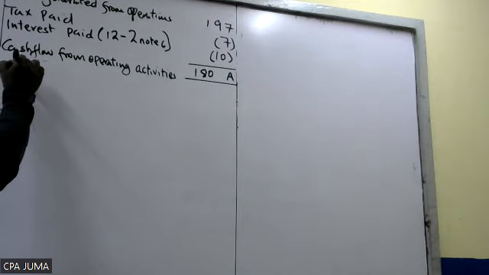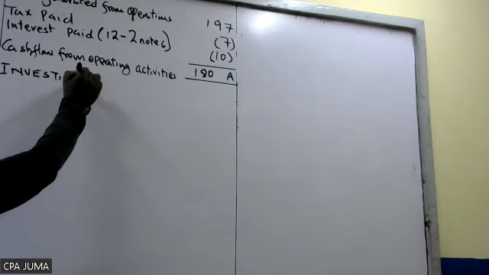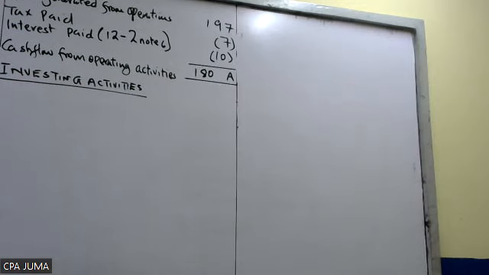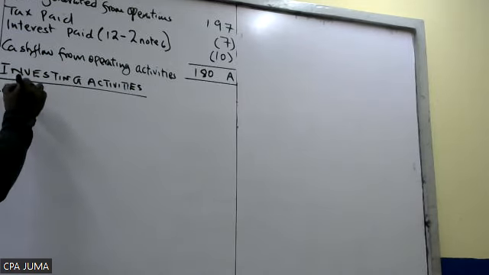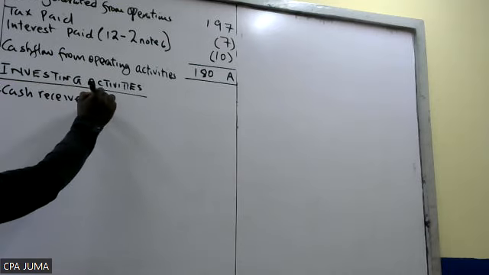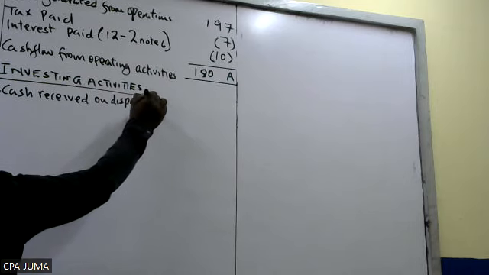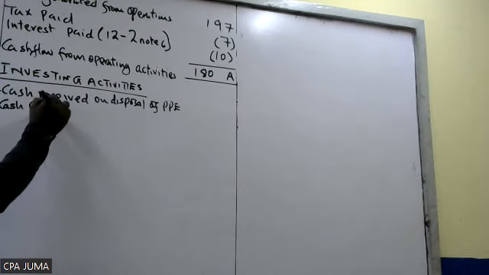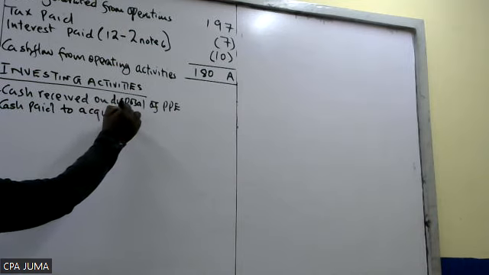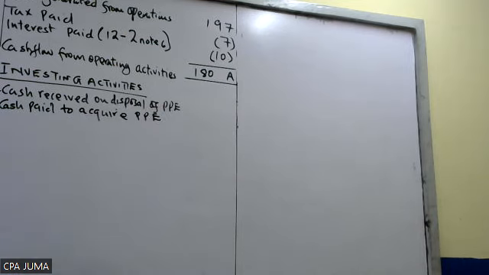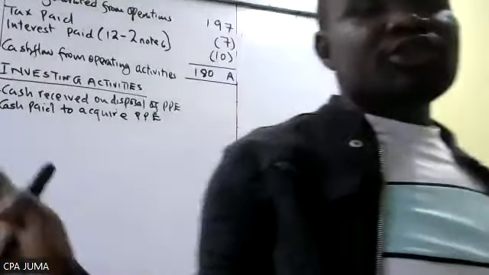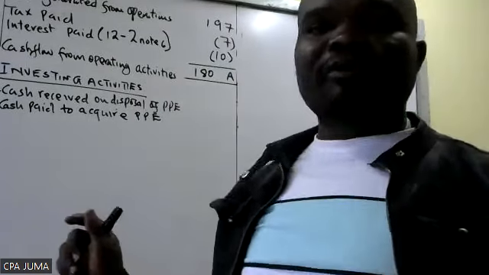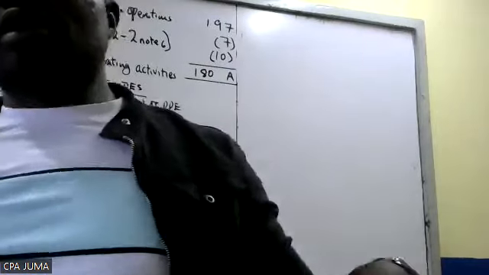So right here, investing activities. Once you write investing, even in the exam, you write cash received on disposal of PPE, then cash paid to acquire PPE. Those two, from experience, the examiner will always give you one. Then the other one you need to determine for yourself. Determining for yourself means you reconcile the PPE account.